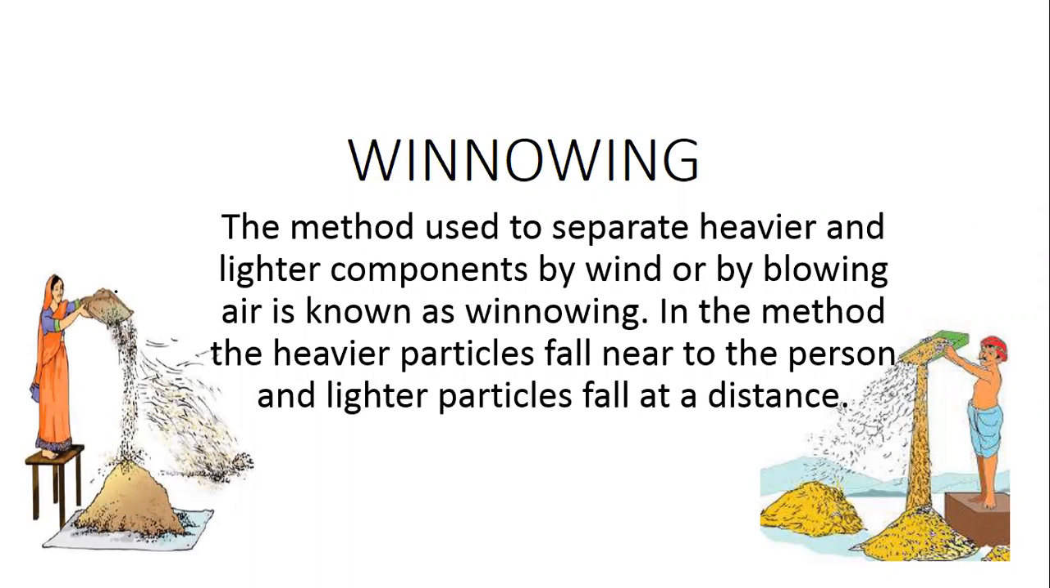In the method, the person takes a plate, which is also known as the winnowing plate. The heavier particles fall down and the lighter particles fall at a distance. So, in this process, we can differentiate between the grain and the husk.